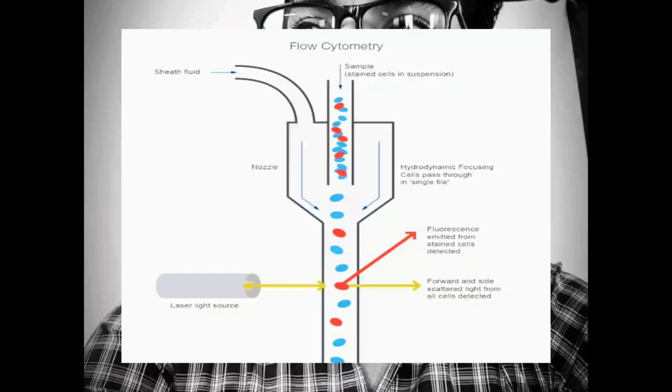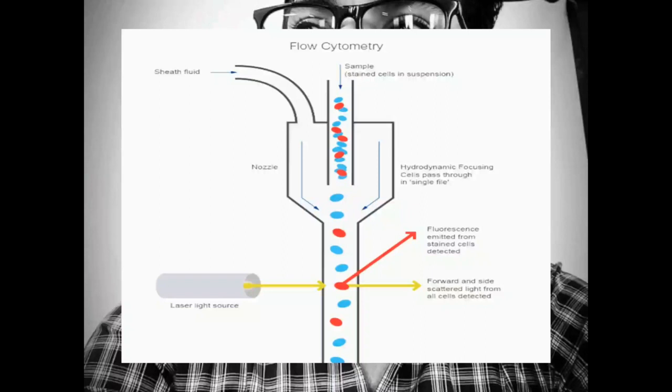Here you can see the sheath fluid, which is basically maintaining the hydrodynamic focusing. See, hydrodynamic focusing makes the cells pass through in a single line, because this phenomenon makes sure that one cell passes at a time through that narrow channel. Thus, one cell gets in touch with that beam.